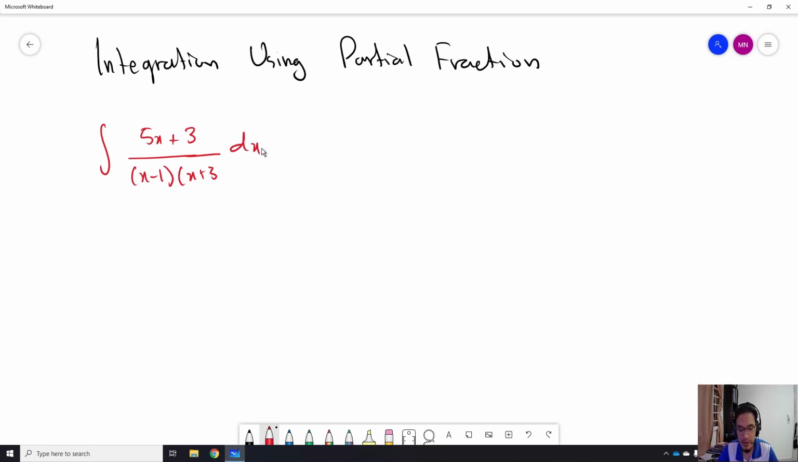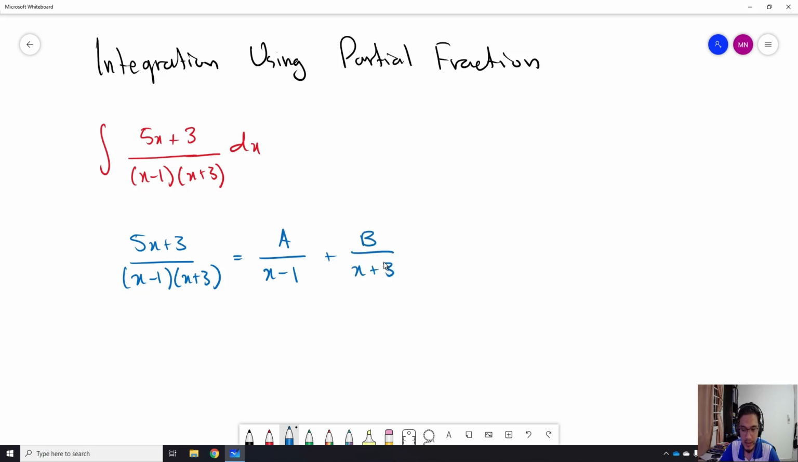Before we proceed with integration using partial fraction, we need to make sure that the denominator is already factorized. In this form it is x minus 1 and x plus 3. So we can take the fraction 5x plus 3 over x minus 1 and x plus 3 to be equal to a over x minus 1 plus b over x plus 3. We separate the fractions and introduce unknowns a and b into the partial fraction.